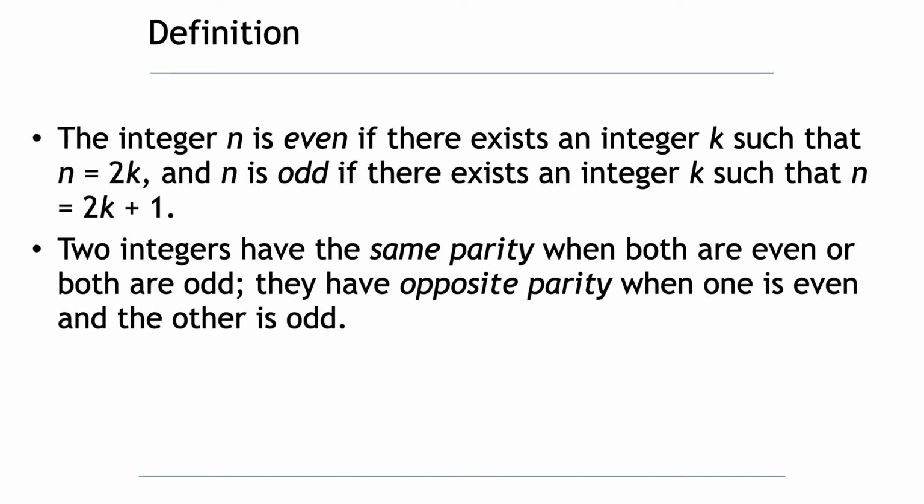The integer n is even if there exists an integer k such that n is equal to 2 times k. And n is odd if there exists an integer k such that n is equal to 2 times k plus 1. Two integers have the same parity when both are even or both are odd. They have opposite parity when one is even and the other is odd. This is our definition, and then we are going to state the theorem.